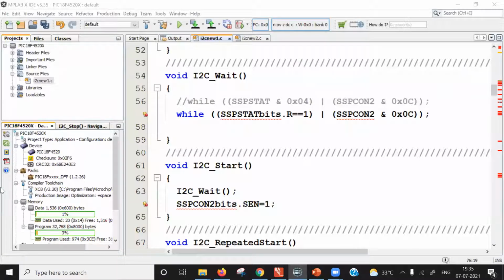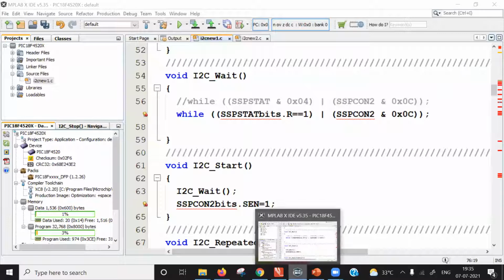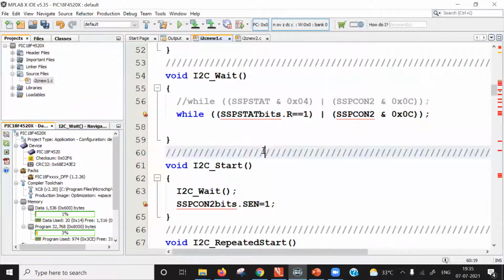Are we checking ACK sent by slave? It is possible to check. Yes, it is possible to check. In my code, I am not checking because after testing my code in hardware, I am getting proper results. But you can add this condition in your program.